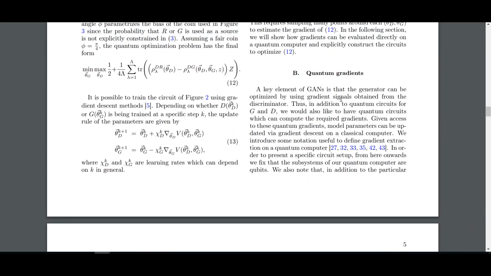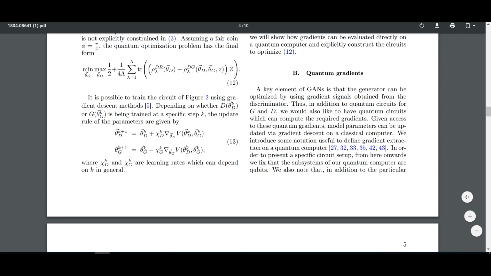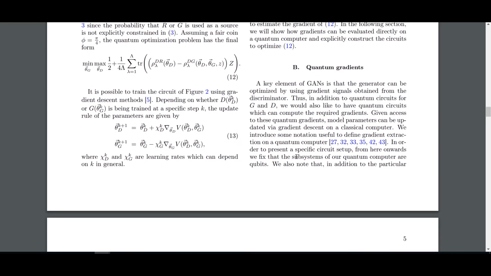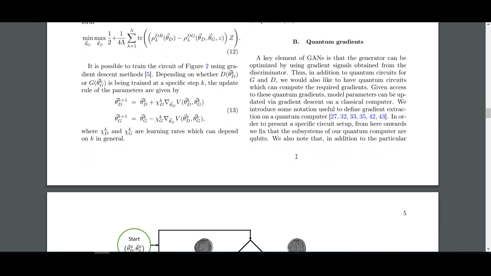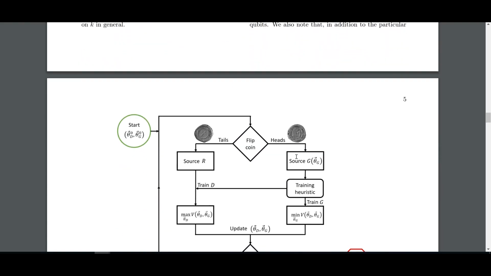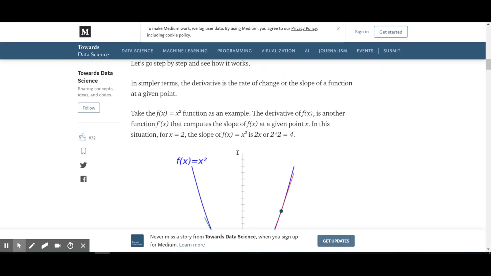A key element of GANs is that the generator can be optimized by using gradient signals obtained from the discriminator. Thus, in addition to quantum circuits for GANs, we would also like to have quantum circuits which can compute the required gradients. Boo, a lot of related papers. Really? Isn't there a shorter introduction?